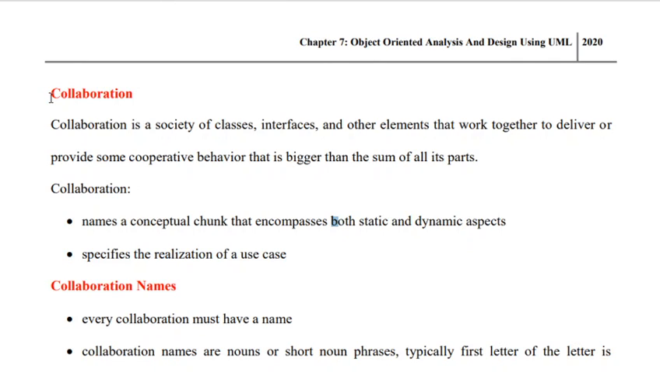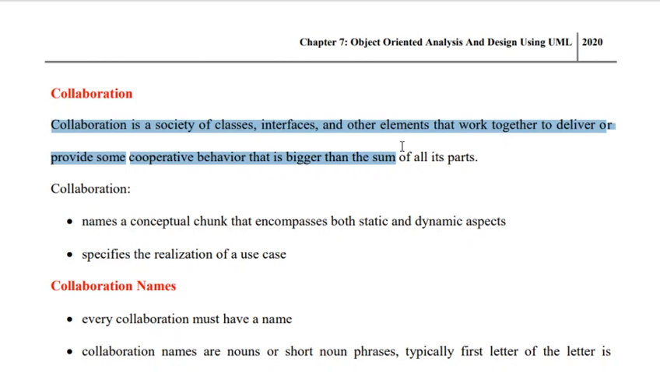So in today's class, we're going to learn about collaboration and collaboration diagrams. Collaboration is a society of classes, interfaces and other elements that work together in order to provide some cooperative behavior, okay, that is bigger than the behavior of the individual parts.